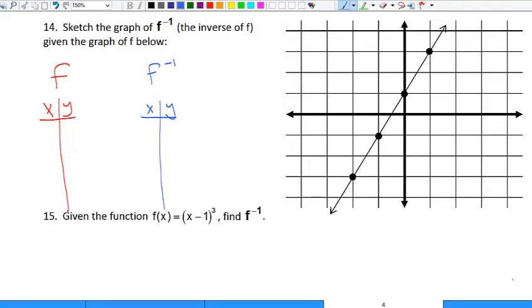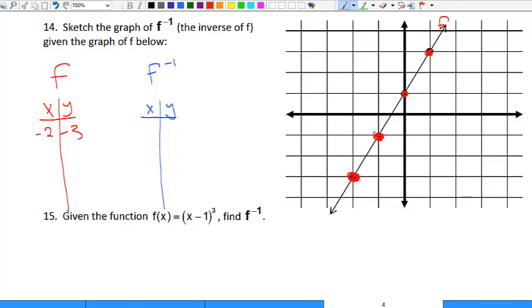On this next problem, we're trying to sketch the graph of f inverse given the graph below. So this graph below is f, and I'm going to do that in red. Okay, so I want to get these points off my picture so that I can find the inverse of them. So let's see, the first point I'll start with is (-2, -3). That's this one down here at the bottom.